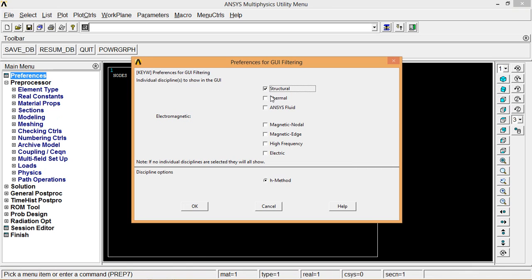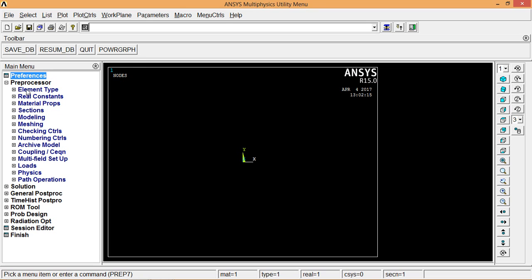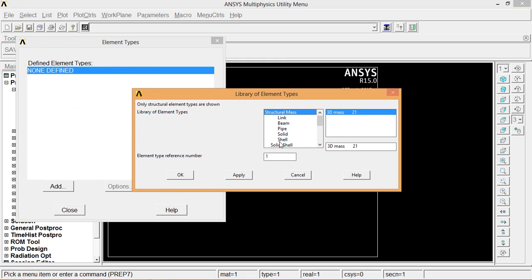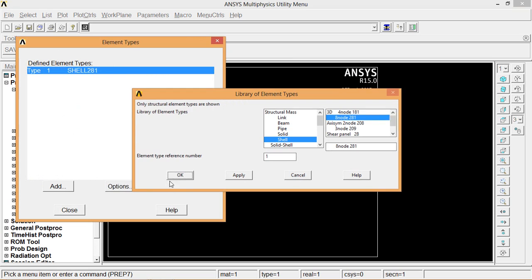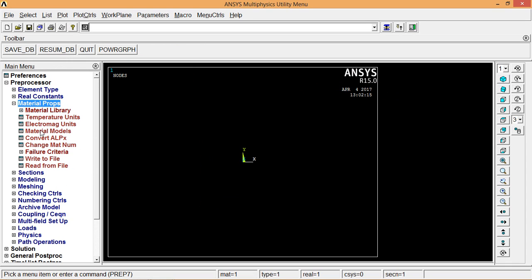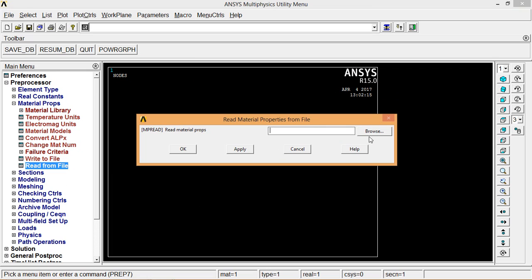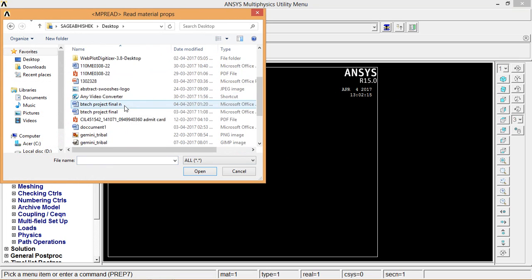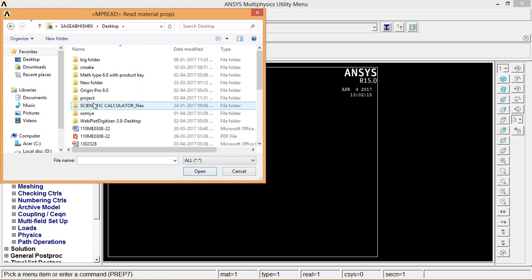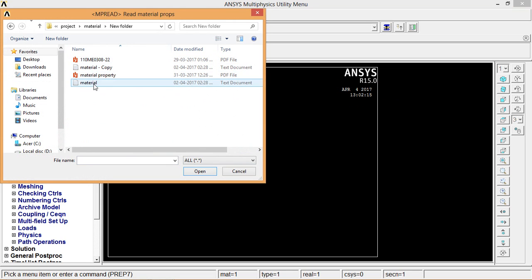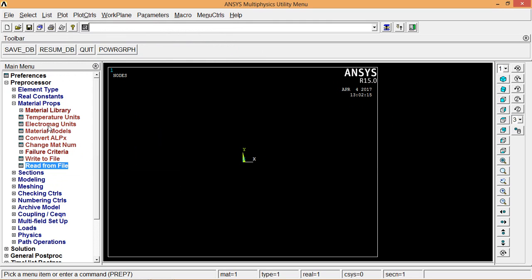Preferences, structure. Now we have to define the element type. Before add, shell, 80281. Okay. Now time for importing properties. Now read from file. Actually, I have saved it so that we don't have to do it many times because there are a lot of variables we have to give input. So directly material import, and let's see if the data is imported or not.